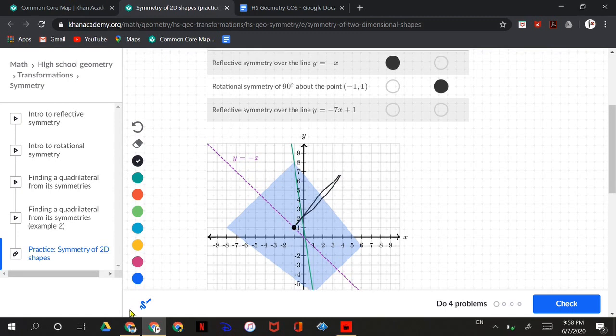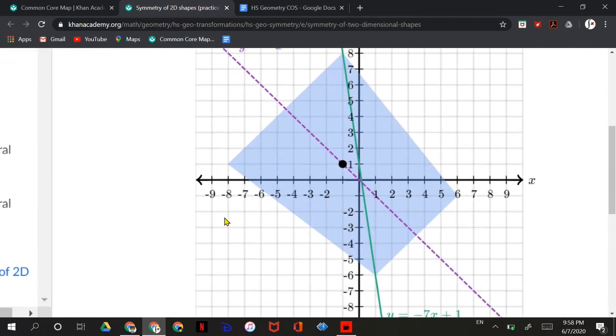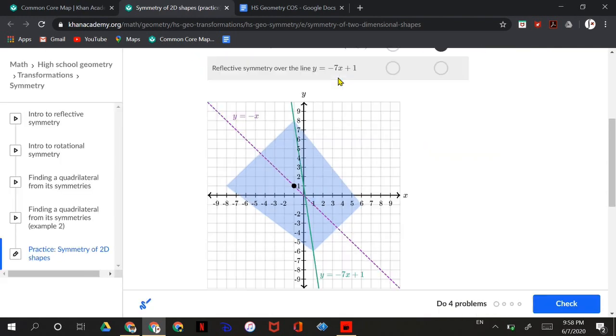Okay. Reflection symmetry over the line y equals -7x. So it would have to be 1 over 7. So here, 1, and then 7 across. 1, 2, 3, 4, 5, 6, 7. And that doesn't work out. It would have to be right there. And so, not symmetric.